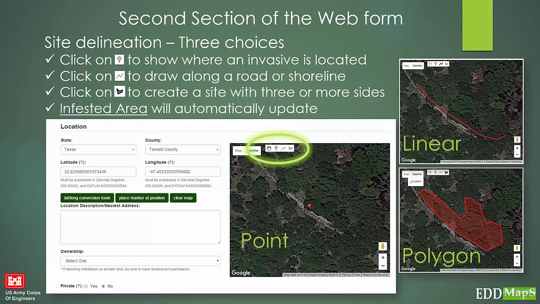For site delineation, you have 3 choices. You can record the infestation as a point, for example, when you're documenting a single tree or a small area. Click on the marker and drop it on the map to show the location of the invasive species. To record an infestation that follows a linear path, click on the line icon to drop points along an infestation such as a roadway, fence line, river, or shoreline. Click on the polygon icon to drop points and create a site with 3 or more sides, for example, an abandoned field.